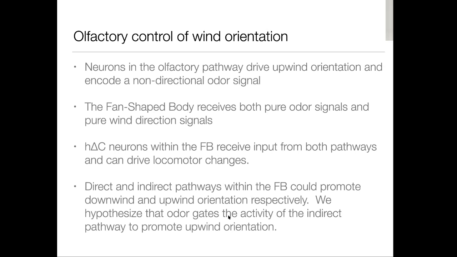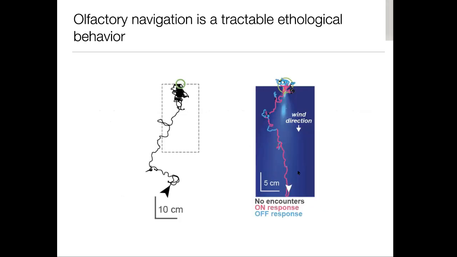Okay, so just to summarize some of the take homes from my talk as a whole, as well as some future directions that we're looking at now. I've shown you that olfactory navigation is a highly tractable ethological behavior. It's a really rich behavior where there's a complex physical stimulus that flies have to translate into a series of motor actions in order to reach a goal.